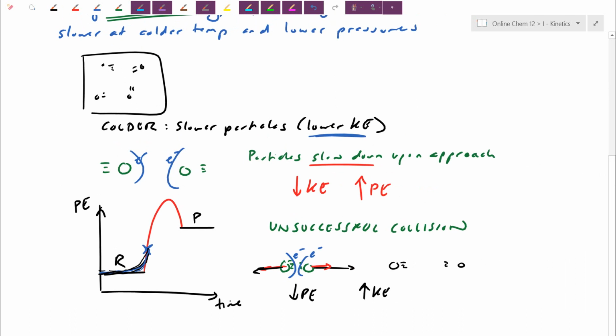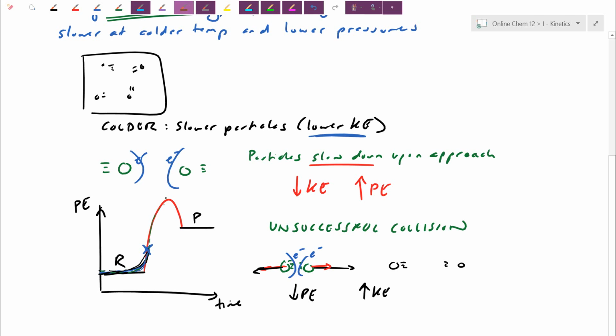I can actually resketch that diagram for a successful collision. The only difference, for a successful collision, is that we may be at a hotter temperature. We may have particles with a lot of kinetic energy. Even though the particles on the collision course are still going to slow down, and still going to trade kinetic for potential, because they were so fast to begin with, by the time they store up the potential, they get all the way up to the top of the hill.